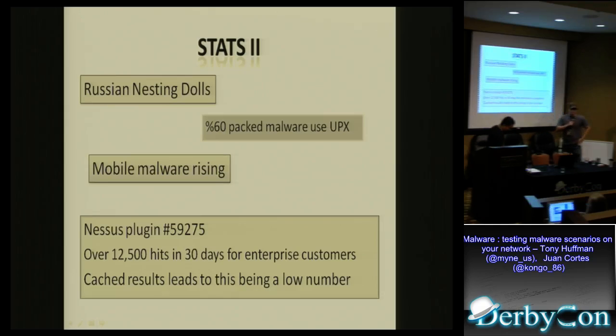So I do work at Tenable, and one of the primary things I work on is malware. One of the plugins that we released, I think it was last year, is plugin 59275. It's the one that does the hash analysis for malware detection. Just to give a little bit of perspective, we have 12,500 hits in a 30-day span. That means 12,500 infections detected that enterprise customers were not detecting with whatever they had at that time. One thing that's big about this is that it's a low-end hit number too, because we do a two-sided caching system. Basically, we cache on the front side and on the back side.